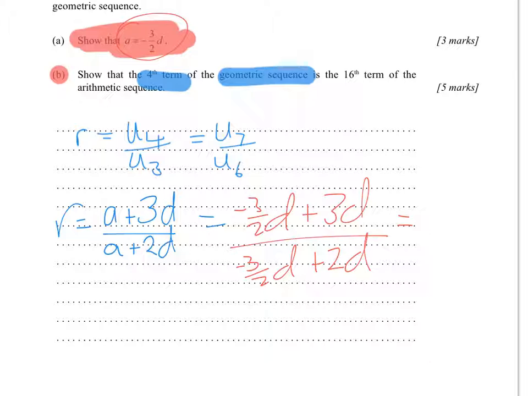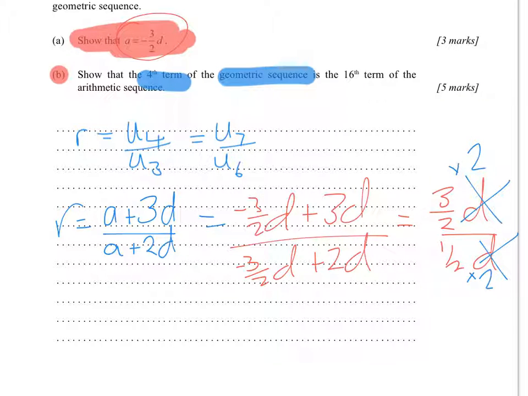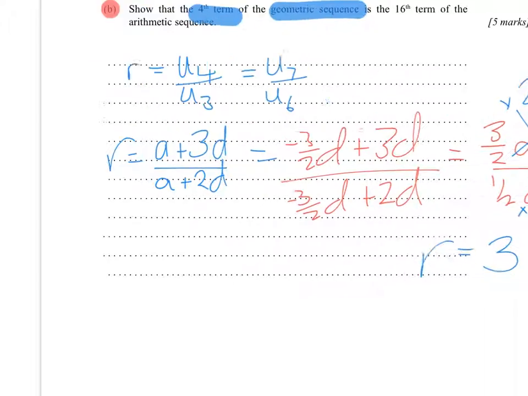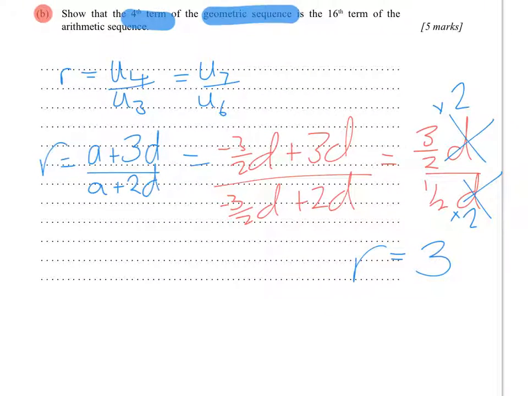So I've got on the top 3d minus 3 halves of d is going to be 3 halves of d. In the bottom, 2d minus 3 halves of d is going to be 1 half of d. I can divide the top and the bottom by d to give me 3 halves over 1 half, and I can multiply by 2 to get rid of the fractions, and I'll just get the answer 3 over 1. So that's my value for r. The first 2 marks in this question, or maybe it was the first one actually, are for evaluating r.